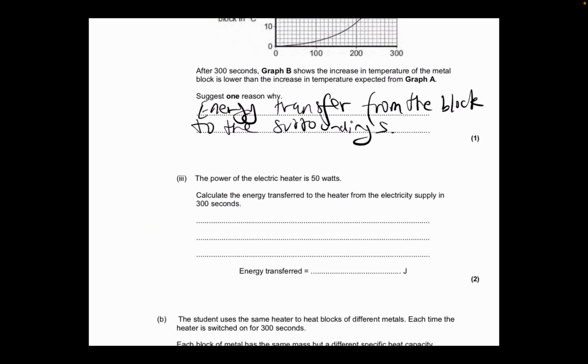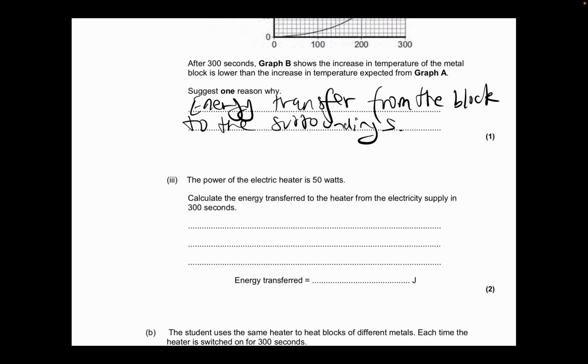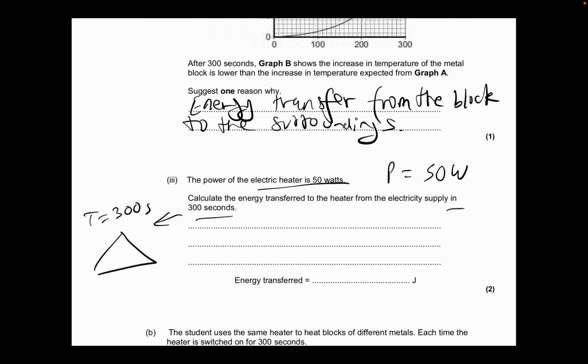Now the power of the electric heater is about 50 watts. So this is something you have to mention. You have to know that the power is about 50 watts. And we have to calculate the energy transfer to the heater from the electricity supply in 300 seconds. So the time is given as about 300 seconds. Now instead of kilowatt hours, it's joules. So you're going to use the same formula, E = P × T, without changing the formula triangle. So you have energy transfer is equal to the power.